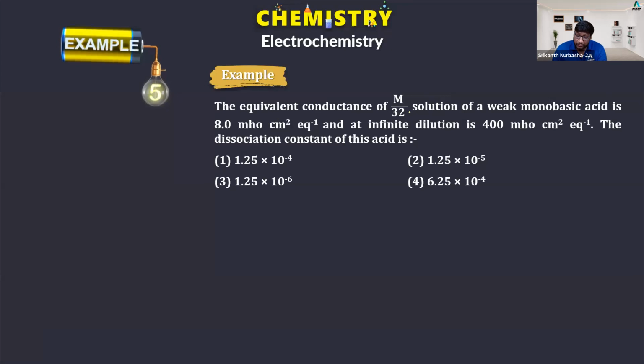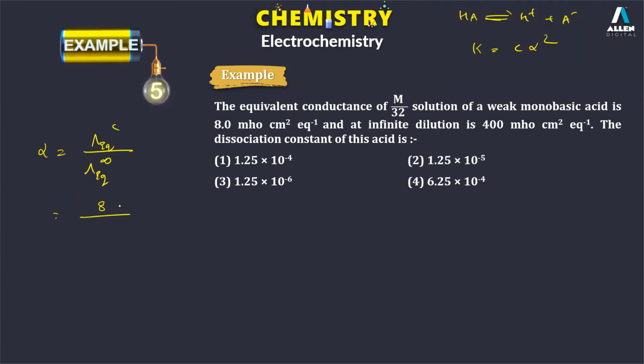The equivalent conductance of a 1/32 molar solution of a weak monobasic acid HA, which dissociates to give H plus and A minus, is given, and at infinite dilution it is also given. We know K is equal to C alpha square. So we can calculate alpha. Alpha is equal to equivalent conductance at any concentration by equivalent conductance at infinite dilution. At any concentration it is 8, at infinite dilution it is 400. So 8 by 400 is alpha.